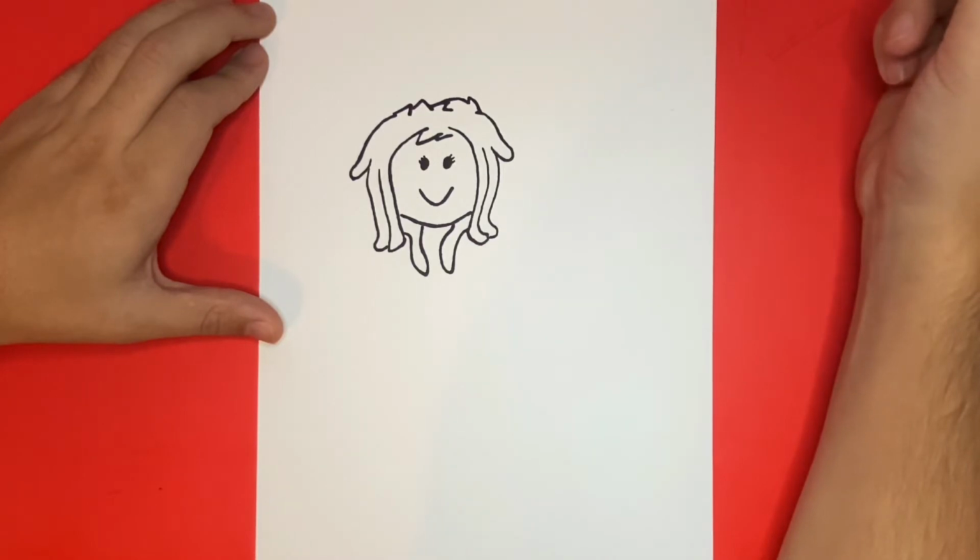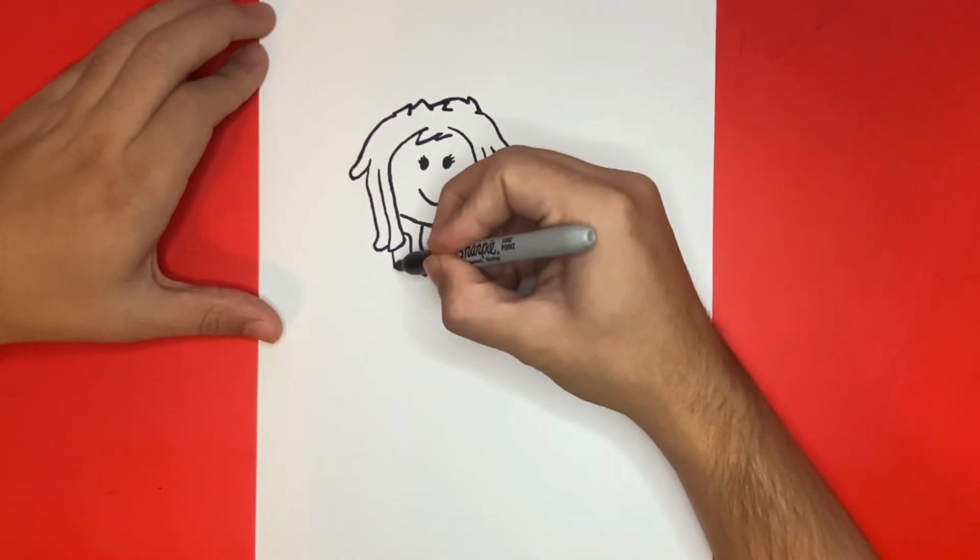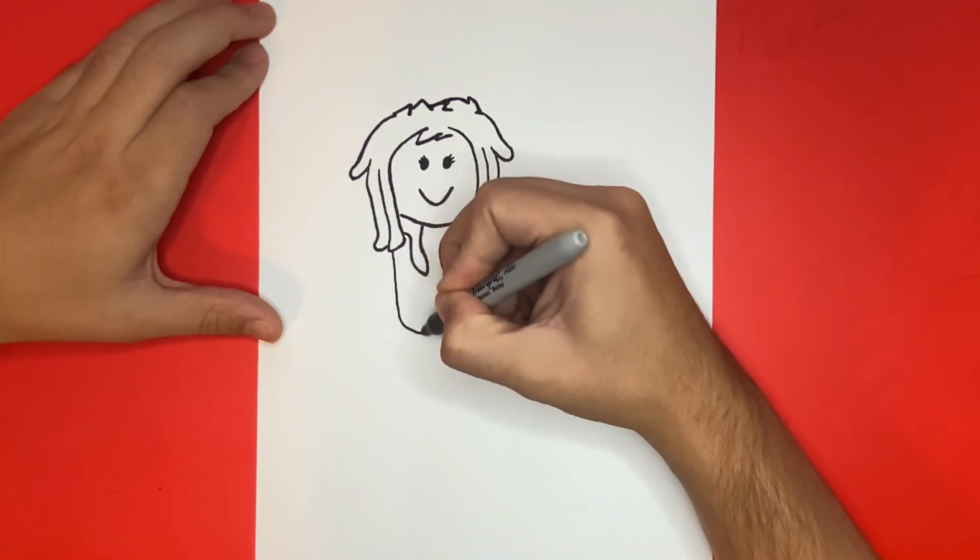Nice! Now we're all done drawing the head. Next we're going to begin to draw the body. For the first step of drawing the body, we're going to draw the torso by drawing a big square-like shape connecting from the left side of the hair all the way over to the right.